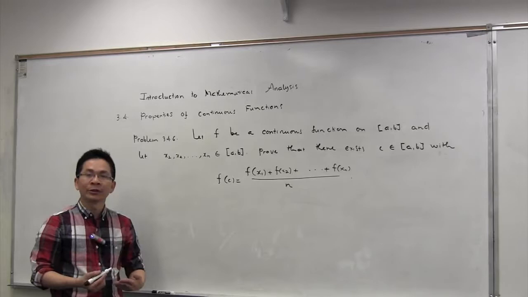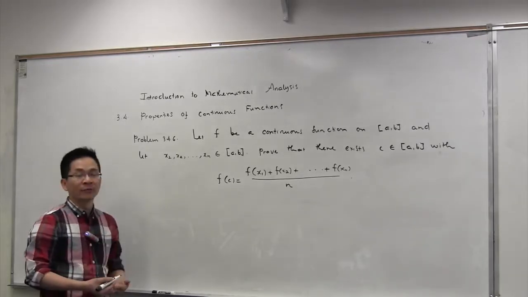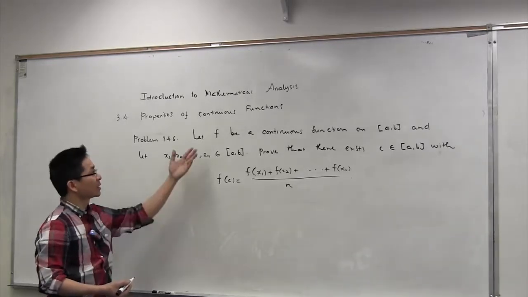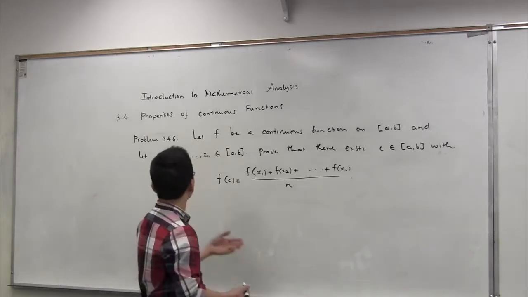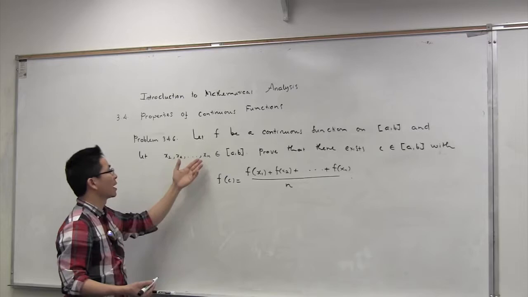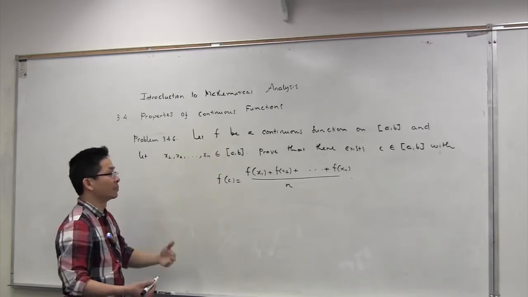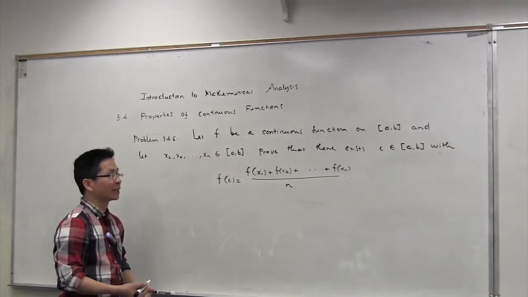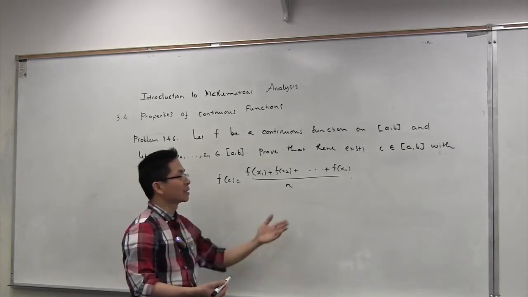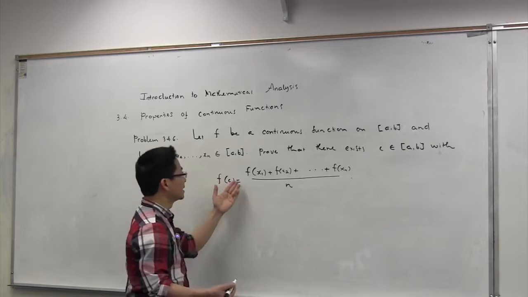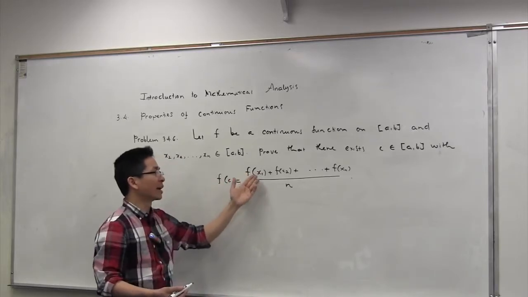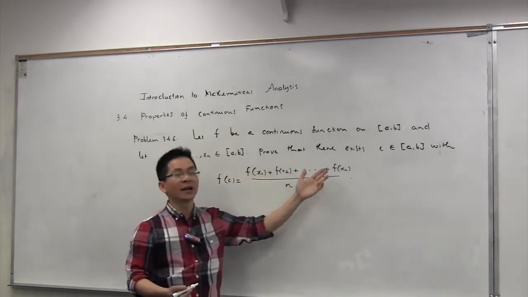In this video, we are going to work on problem 3.4.6 from the textbook. Let f be a continuous function on the interval AB, and let x1, x2, ..., xn be n numbers in the interval AB. Then we have to prove that there is some c in the interval AB such that f of c is the average of f of x1, f of x2, ..., and f of xn.